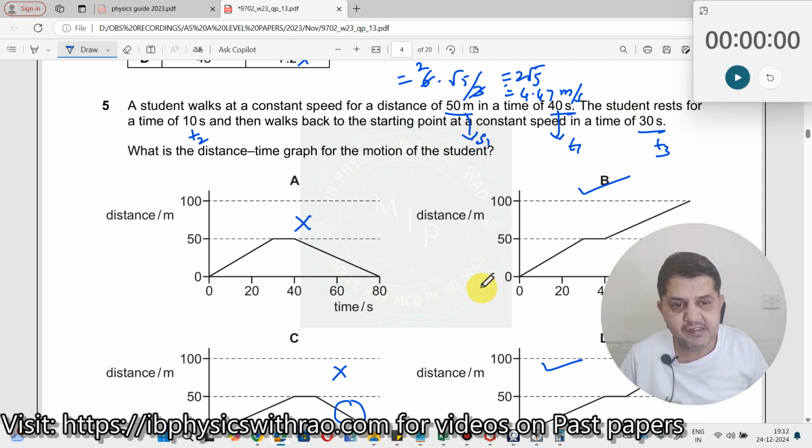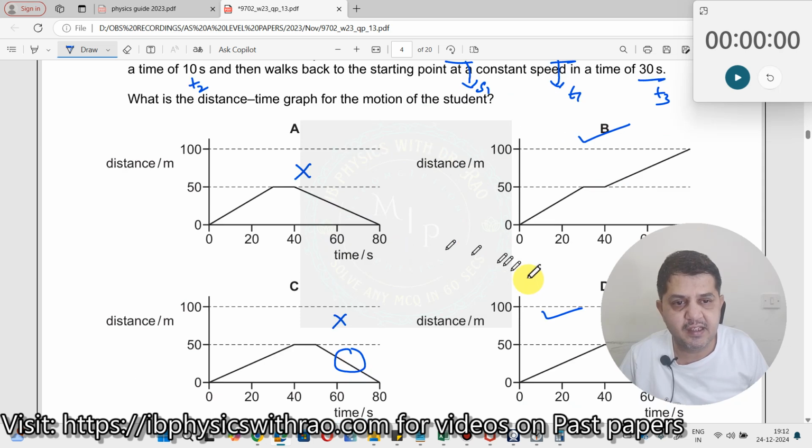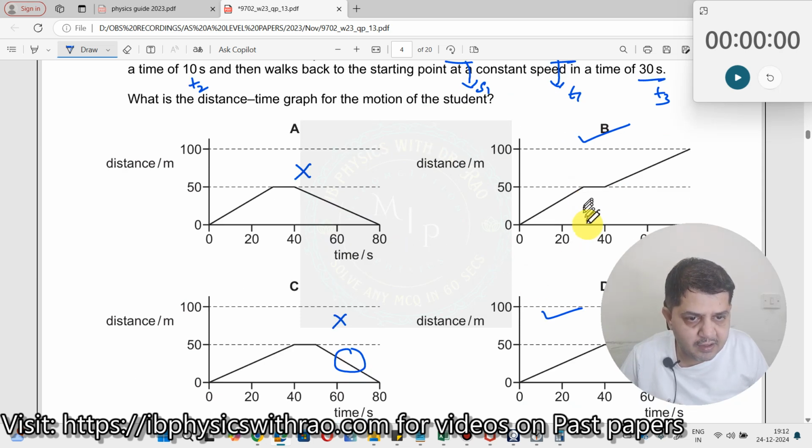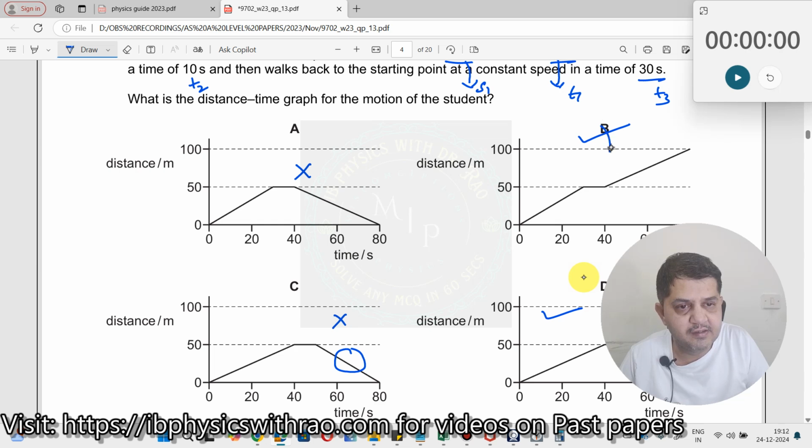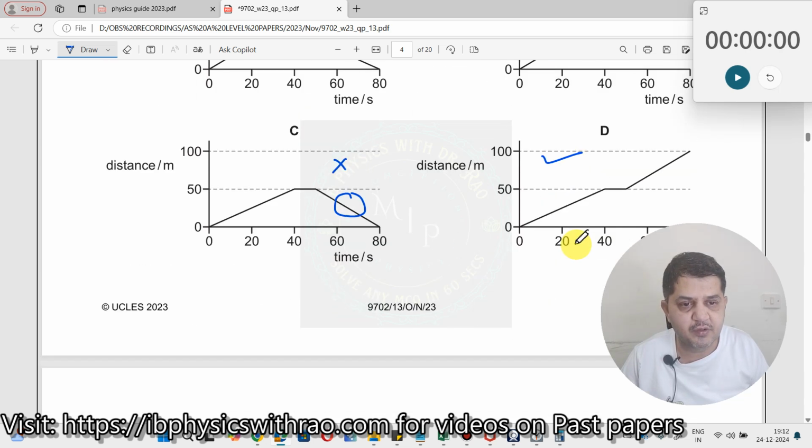Okay, for the first time 40 seconds he walks, 40 seconds. Now, you see here he walks only until 30 seconds. So, therefore, this is also incorrect. If 3 options are incorrect, the 4th one should be correct. So, D should be the right answer, but if you want you can verify.